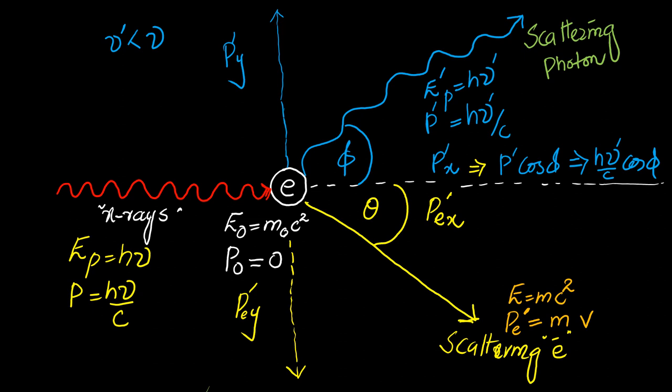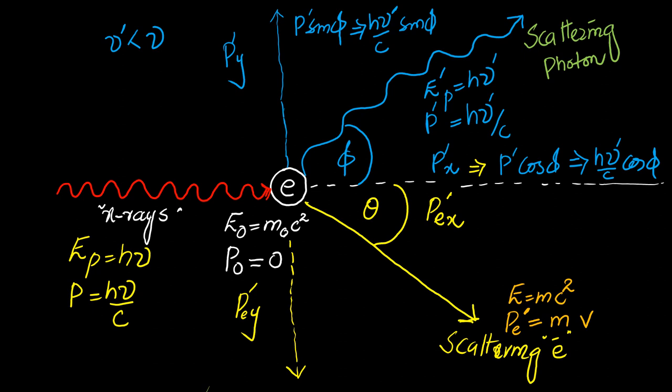So now, momentum of a photon along the y-axis. As you know, p dash y can be written as p dash sine of phi, which is the angle of the momentum, and the momentum p dash is equal to h nu divided by c. So momentum along the y-axis will be h nu prime divided by c into sine of phi, because the scattered photon momentum is p prime.